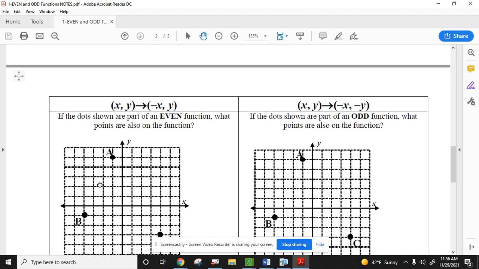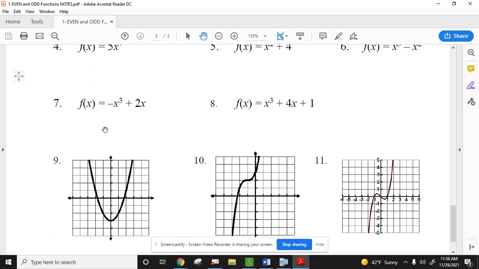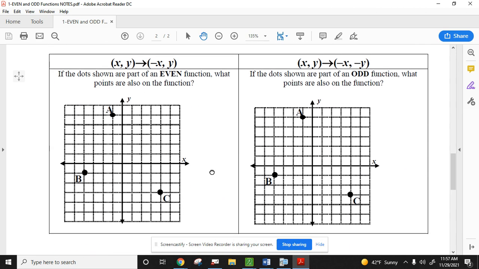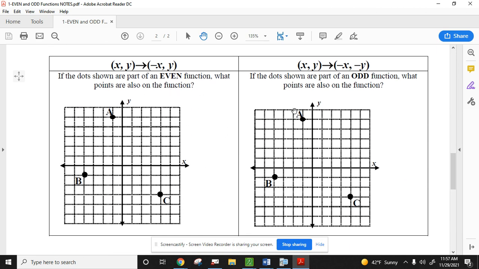Okay, so on the back, you have some examples here. I want you to go ahead and practice those examples now and see what you come up with, and then watch the next video to check your answers.